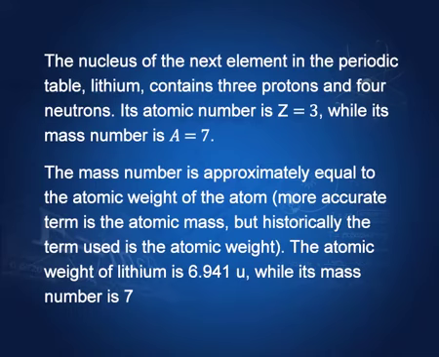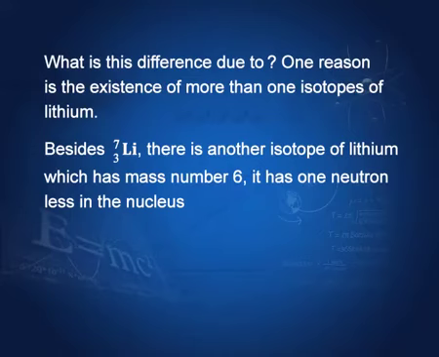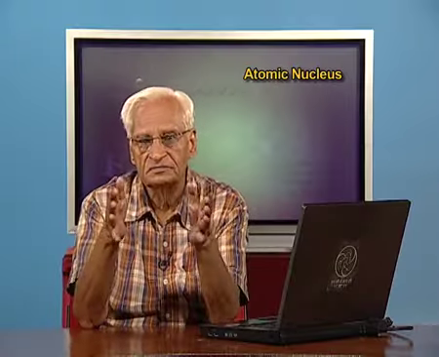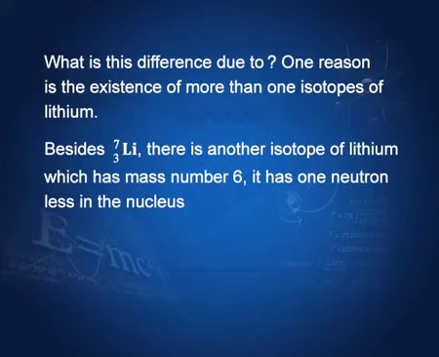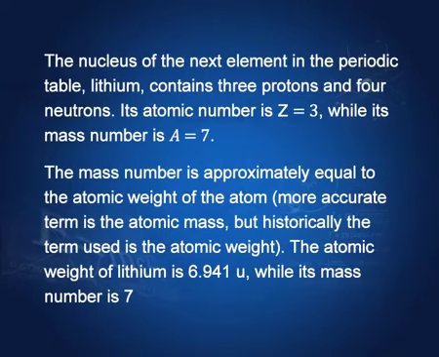The atomic weight of lithium is 6.941 U, while its mass number is 7. So, why do we not have 7 here? What is this difference due to? One reason is the existence of more than one isotope of lithium. We have already learnt what an isotope is. An isotope is a nucleus with a different mass number. Besides lithium with mass number 7, there is another isotope of lithium which has mass number 6, with 1 neutron less in the nucleus. So, when these two are mixed, the atomic weight of lithium is 6.941.